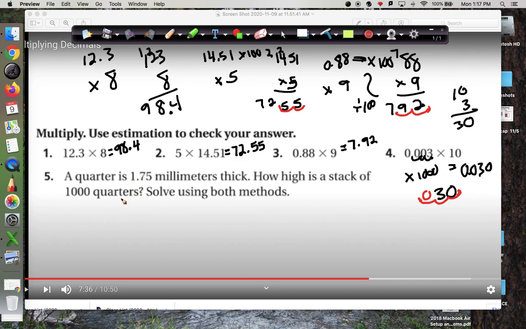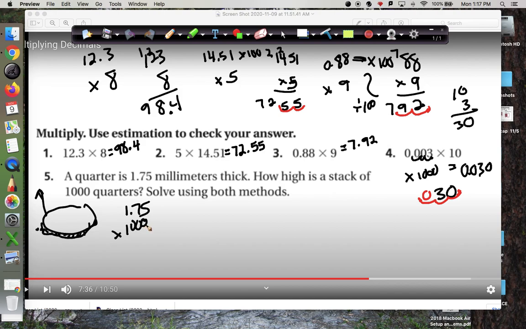And then on the last one, a quarter is, so we've got this quarter, and it's only 1.75 millimeters thick. So it's really thin. And if I stack 1,000 of these on top of each other, in this direction, I've got quite a bit of money. And we'd like to know how high that stack is. So we're going to do 1.75 times 1,000.